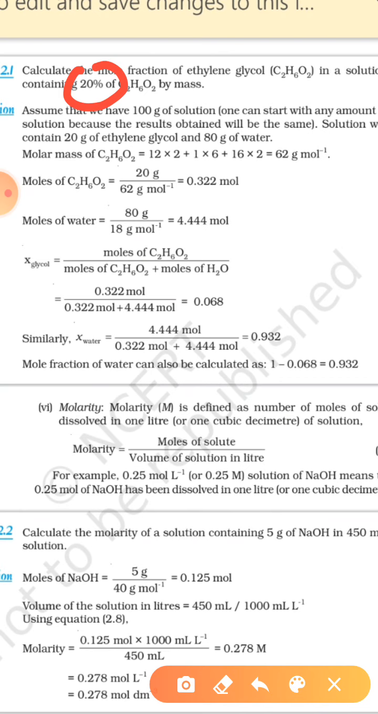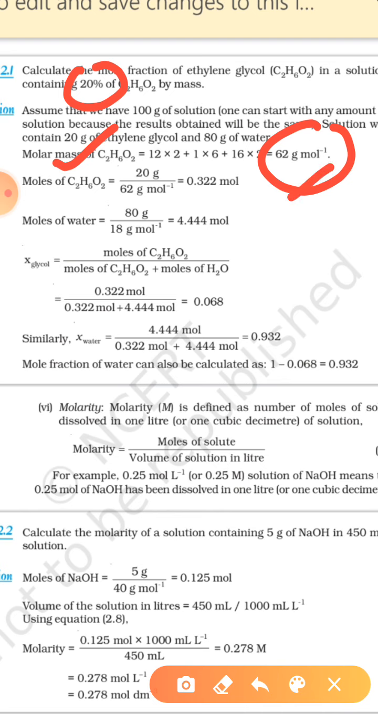So at first we calculate the molar mass of C2H6O2. What is a molar mass? Molar mass means the sum of atomic masses. Then the molar mass of C2H6O2 is equal to 62 gram. How can we calculate? Atomic mass of carbon into 2, atomic mass of hydrogen into 6, and atomic mass of oxygen into 2. So the molar mass of C2H6O2 is 62 gram.